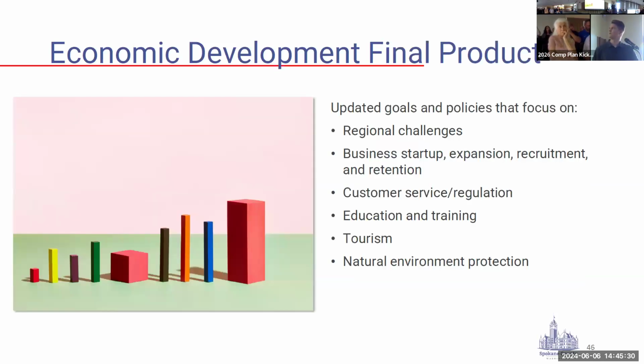And then just real quick, the final product of the economic development element includes goals and policies that focus on regional challenges, business startup, expansion, recruitment, tourism, education and training. Essentially, we'll be taking the existing element and working with business leaders and members of the public to update existing goals and create new goals and policies that better reflect the current economic realities of Spokane County.